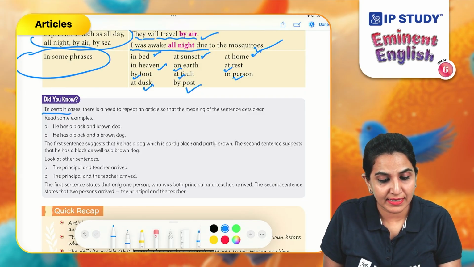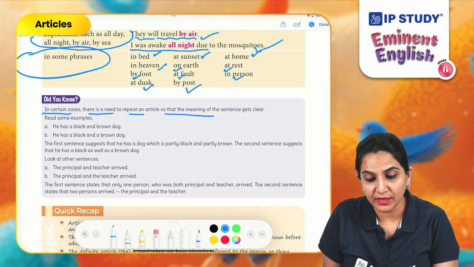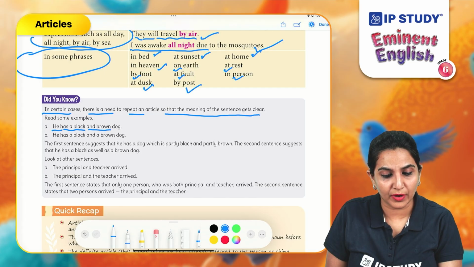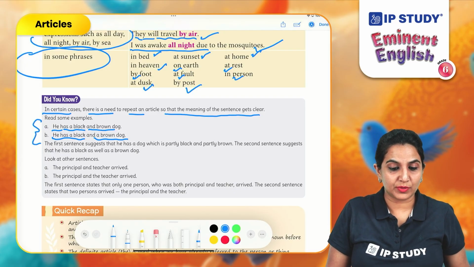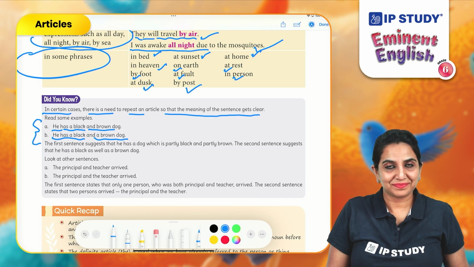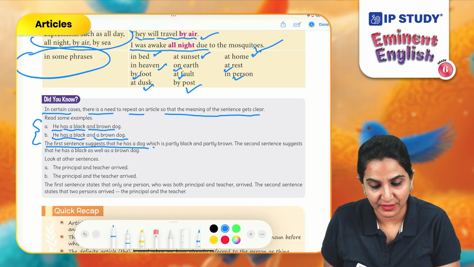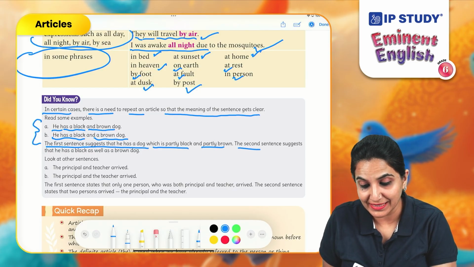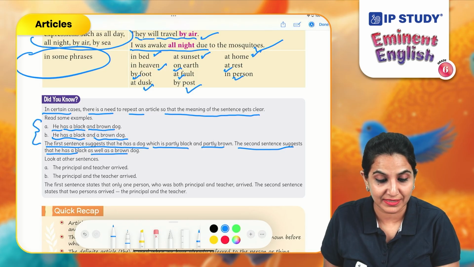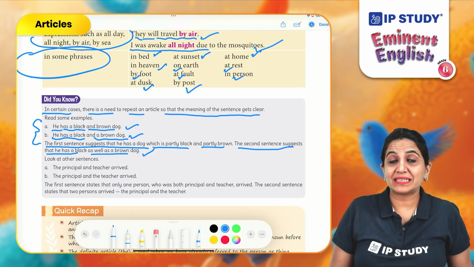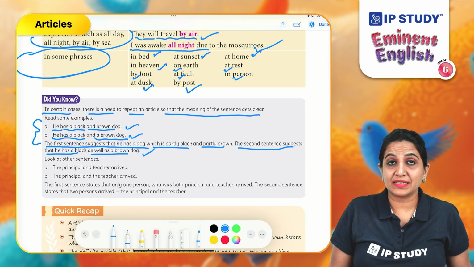In certain cases, there is a need to repeat an article so that the meaning of the sentence gets clear. For example, he has a black and brown dog. He has a black and a brown dog. Now, which one do you think is correct and which one is incorrect? Let us understand the reason first. The first sentence suggests that he has a dog which is partly black and partly brown. The second sentence suggests that he has a black as well as a brown dog. Therefore, both the statements are correct, but it depends what the statement is referring to.